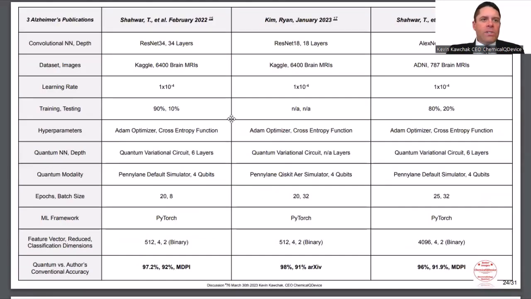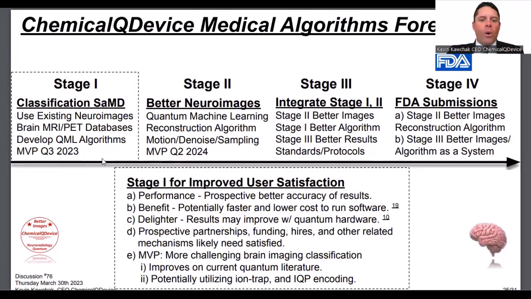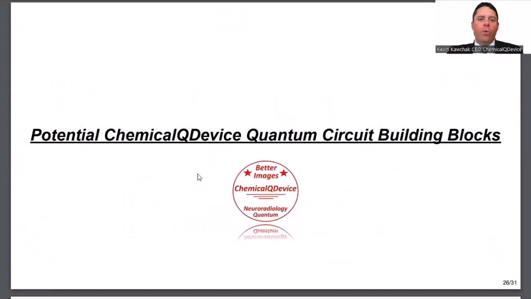And then on this specific one, these are the splits, these are all Alzheimer's ones. So I ran the first and the third one I showed in a previous slide, and these are the percents for reference. And you can see, so this is where everything's going, is basically this MVP is improving on current quantum literature, potentially using ion trap and IQP encoding moving forward.